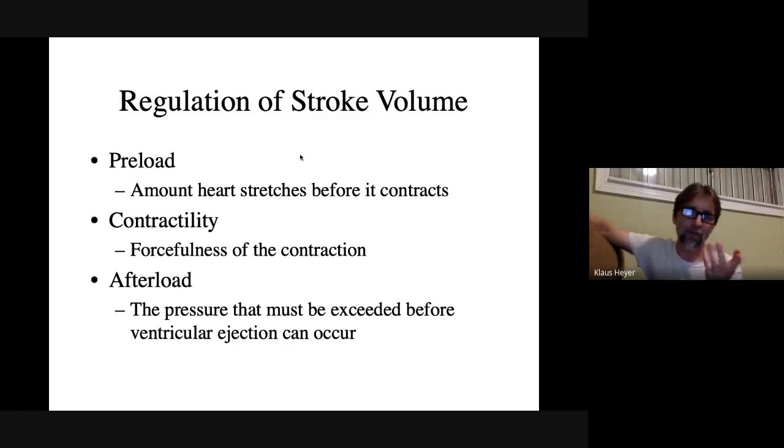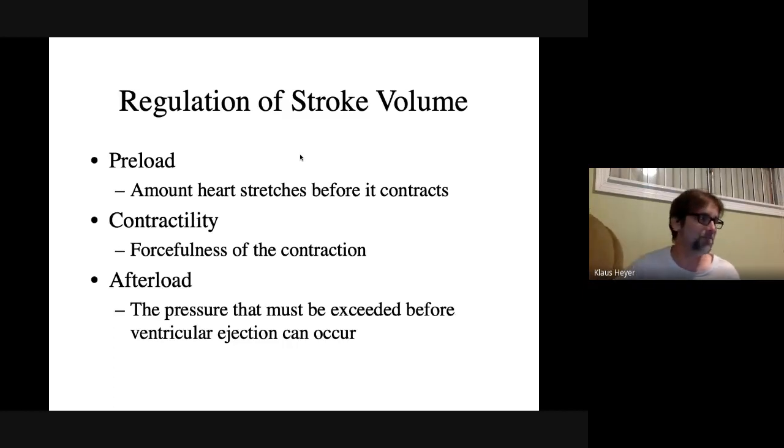That's what norepinephrine does. We've always talked about epinephrine, but just FYI, norepinephrine makes it squeeze even harder, right? It contracts harder. So the harder you contract the ventricle, the more blood's going to come out. The third one's difficult, afterload.